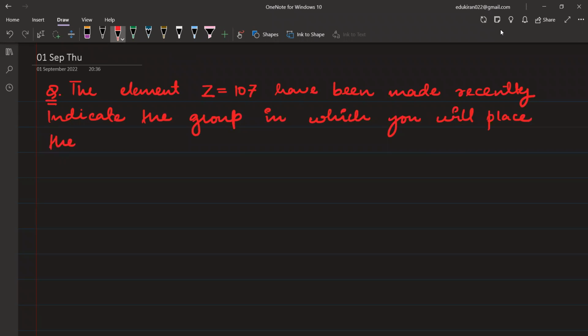That means they're asking the group number, right? You have to find what? You just have to find the group number from the electronic configuration. So please start doing this.